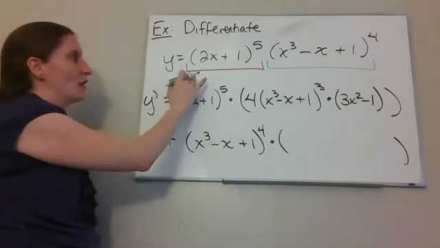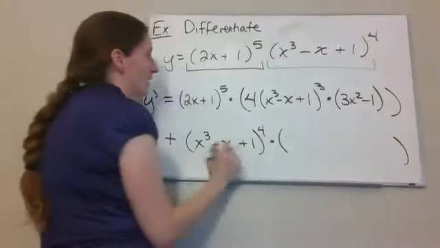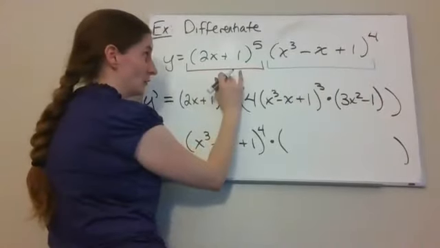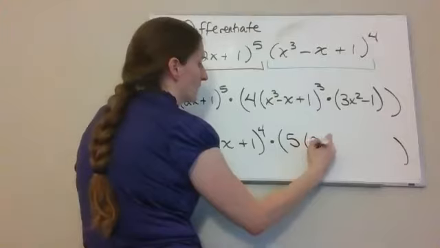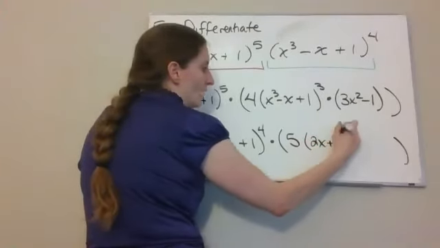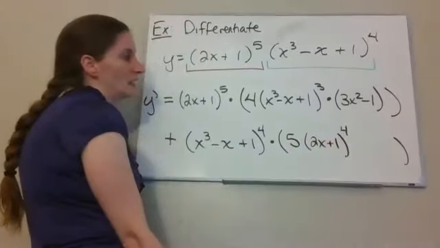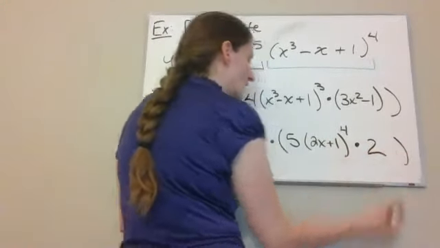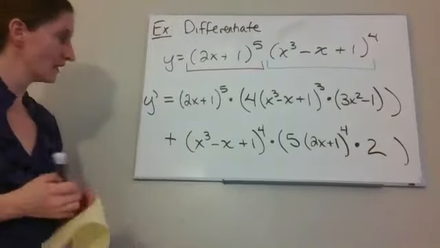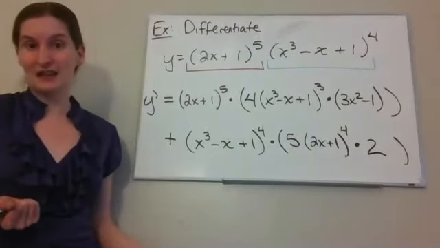Now we have to do the one underlined in red and put it here. This is another chain rule. Derivative of the outside function, my 5 comes down. My new power is 1 smaller, and I have to multiply by the derivative of the inside, which is just 2. This technically is the answer.